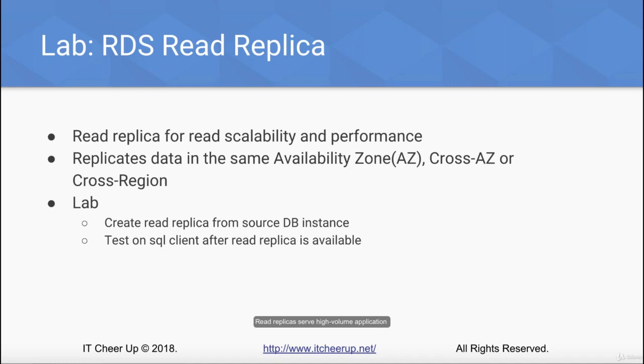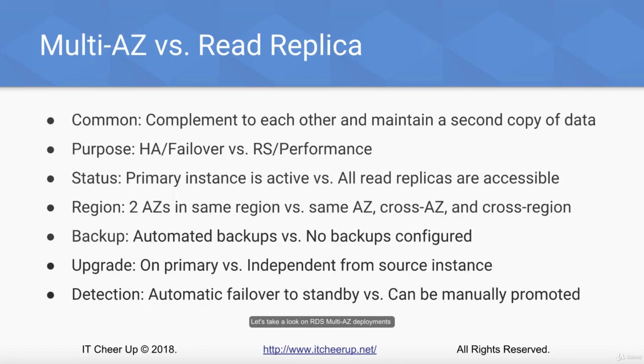Read replicas serve a high volume of application read traffic from multiple copies of your data, thereby increasing aggregate read throughput. Read replicas can also be promoted when needed to become standalone DB instances. Read replicas are available in RDS for MySQL, MariaDB, and PostgreSQL, as well as Aurora. Let's take a look at multi-AZ deployments and read replicas and how we use both replication options in RDS.